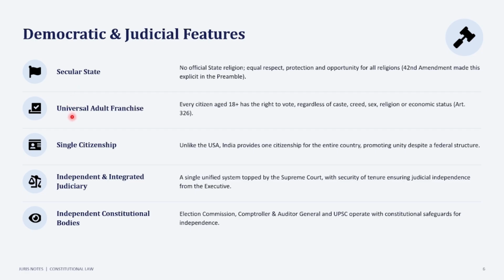Now next we have universal adult franchise. Today, every citizen who is 18 years or above is generally entitled to vote, subject to the constitutional and statutory qualifications and disqualifications. This is an extremely important feature of Indian democracy because voting rights are not based on factors such as caste, religion, sex, or economic status.